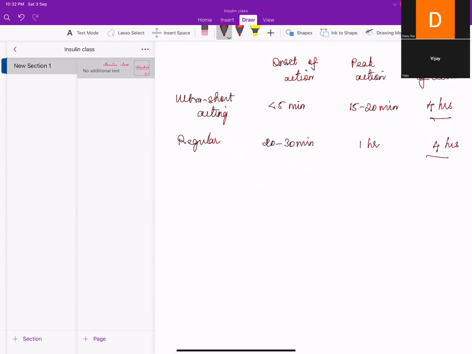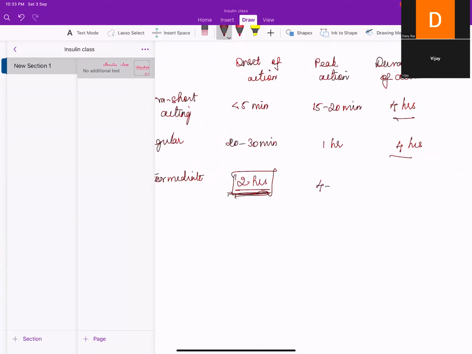Now come to the intermediate acting insulin, NPH insulin. Onset of action is 2 hours. Never forget this. Onset of action of NPH is 2 hours. So if you give an NPH dose at 10 o'clock in the morning, when does it start acting? 12 p.m. For 2 hours it will not act at all. So NPH starts acting in 2 hours.